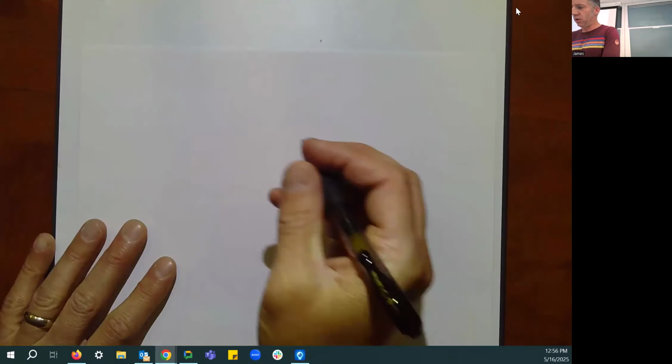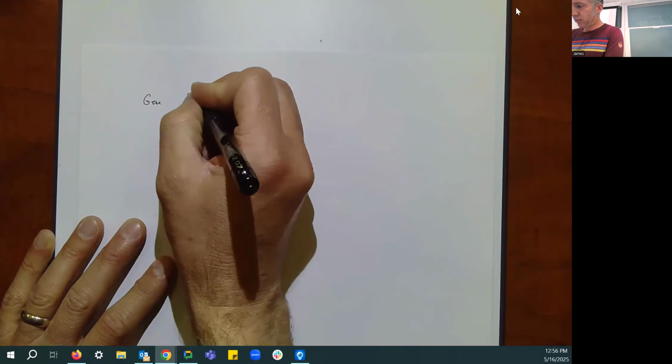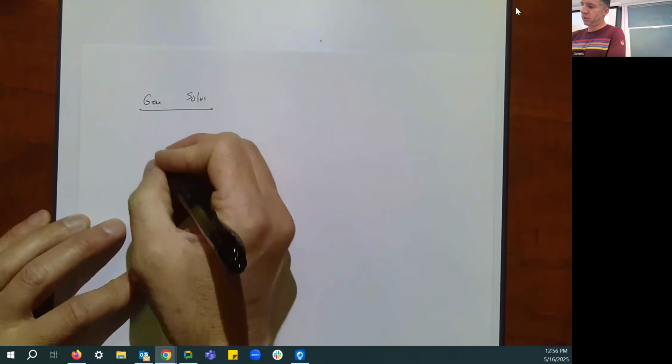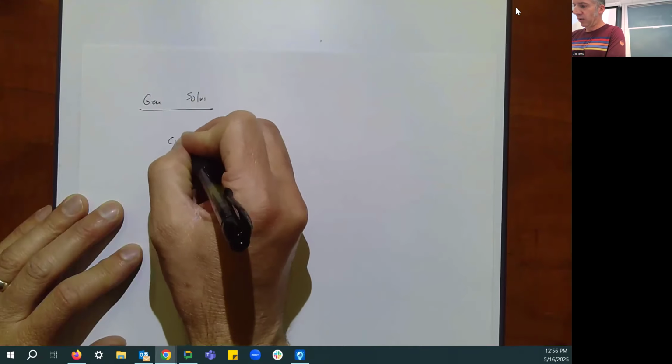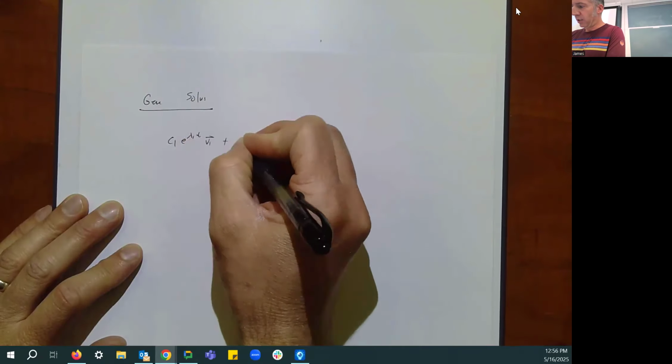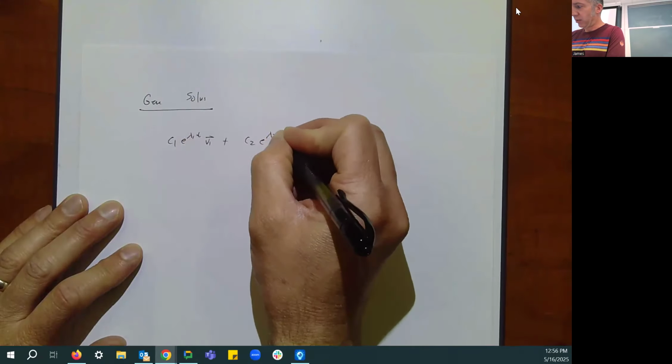So eigenvalues, eigenvectors, our general solution is going to be, well, C1 e to the lambda 1 t times V1 plus C2 e to the lambda 2 t times V2.